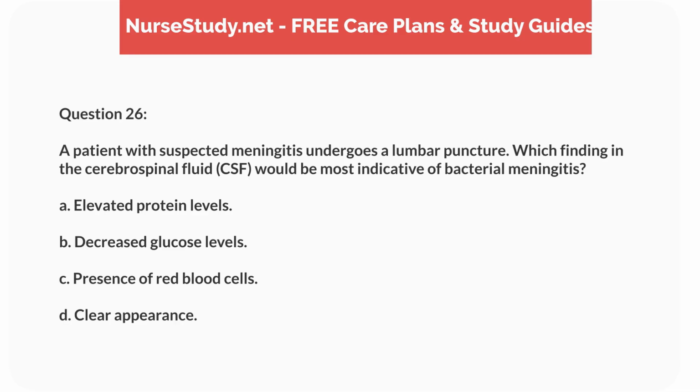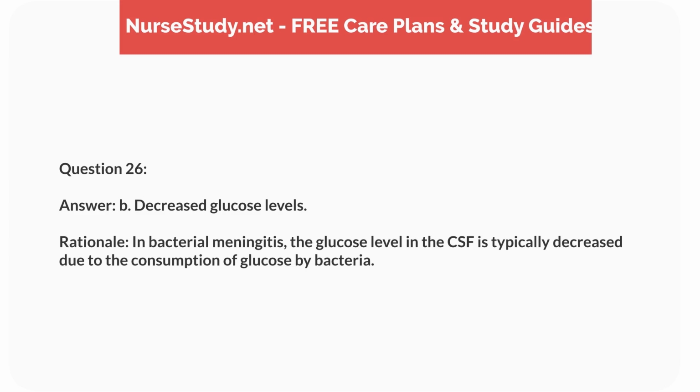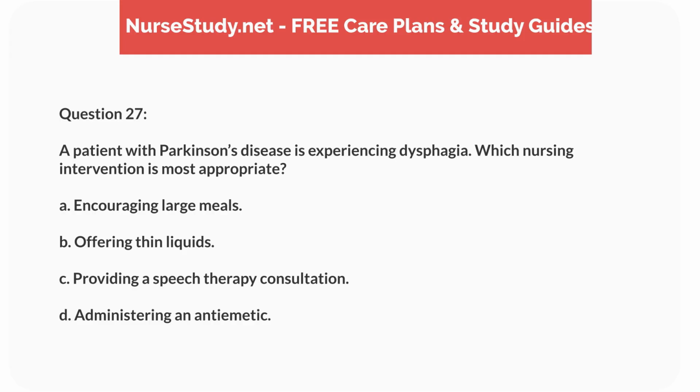Question 26. A patient with suspected meningitis undergoes a lumbar puncture. Which finding in the cerebrospinal fluid, CSF, would be most indicative of bacterial meningitis? A. Elevated protein levels. B. Decreased glucose levels. C. Presence of red blood cells. D. Clear appearance. Answer: B. Decreased glucose levels. Rationale: in bacterial meningitis, the glucose level in the CSF is typically decreased due to the consumption of glucose by bacteria.